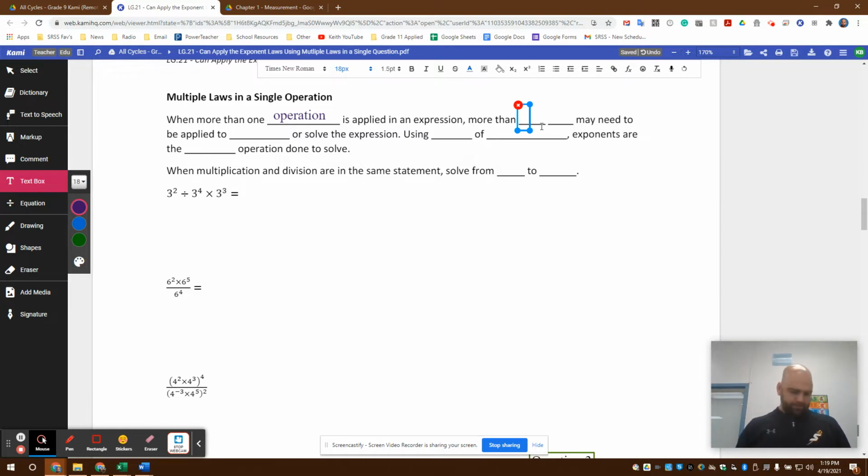more than one law may need to be applied to simplify or solve the expression. Now again, using order of operations.